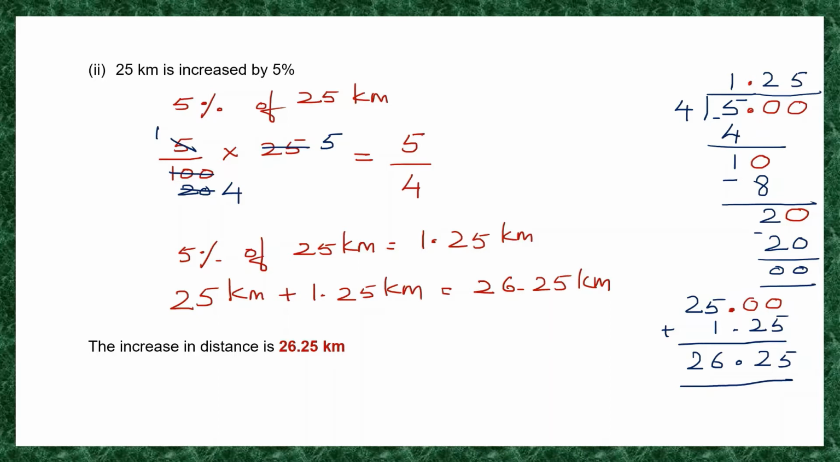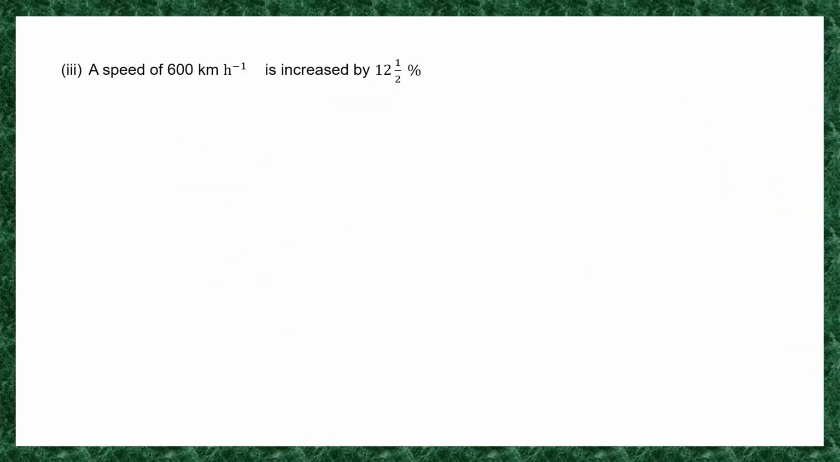That means the increased distance is 26.25 kilometers. Question 3. A speed of 600 km per hour is increased by 12 1/2%. So the question is, what do we get if the speed is increased by 12 1/2%? Now, it's given in the question as 600 kilometer, we have r and -1 as our power. Now this is the same as kilometer per hour. From the denominator, I've taken it up. That's why it's given as -1. The power is -1.